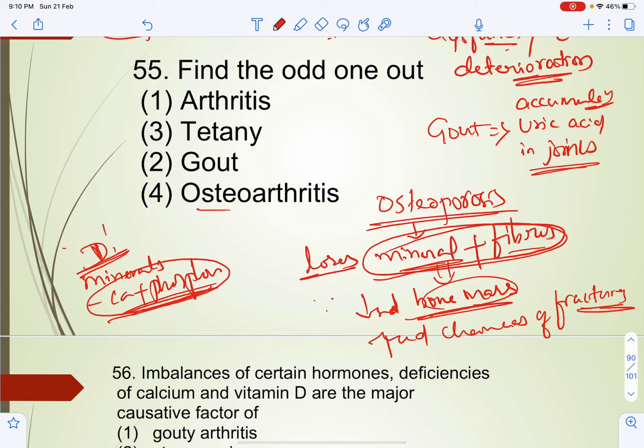Lack of vitamin D, or you can say deficiency of vitamin D, in which no calcium and phosphorus absorption takes place. If no absorption, no vitamin D, there won't be absorption or there will be reduced absorption of calcium and phosphorus.